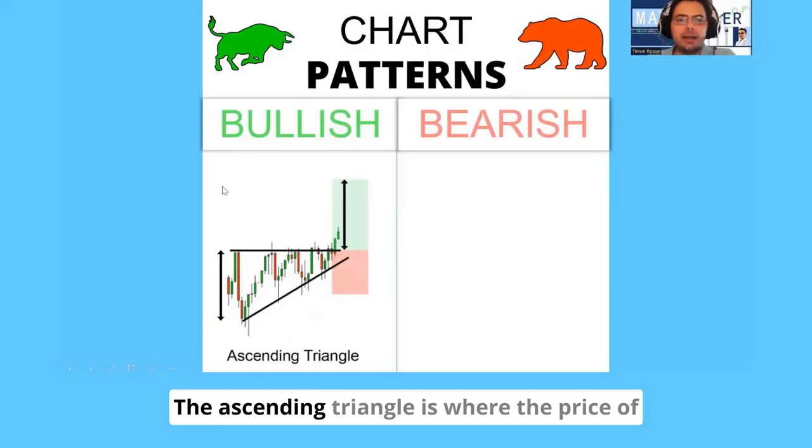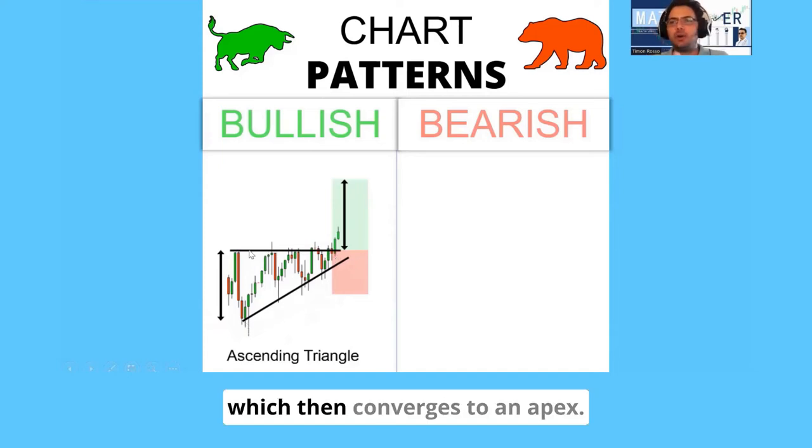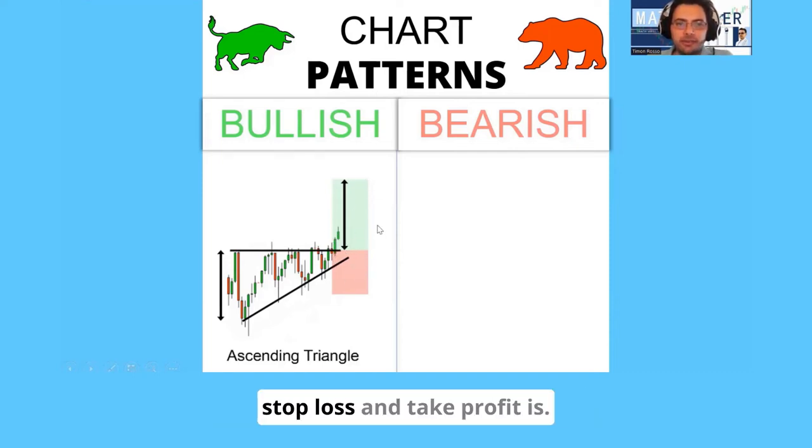The ascending triangle is where the price of the market makes higher lows and the same highs, which then converges to an apex, and then we wait for a breakout. And then you determine where the stop loss and take profit is.